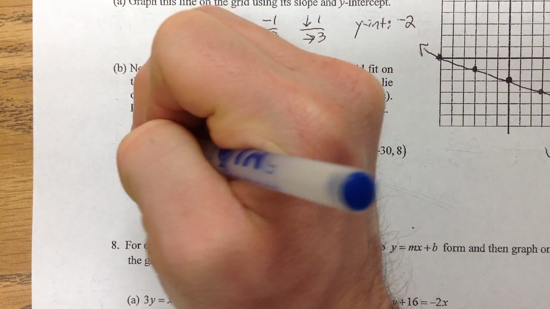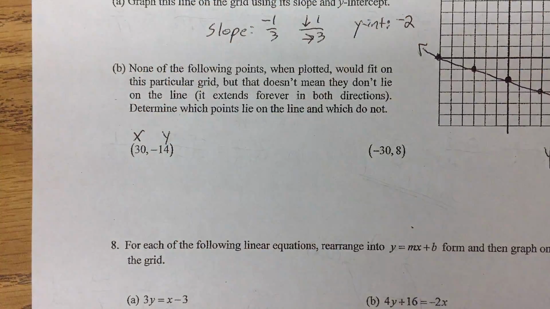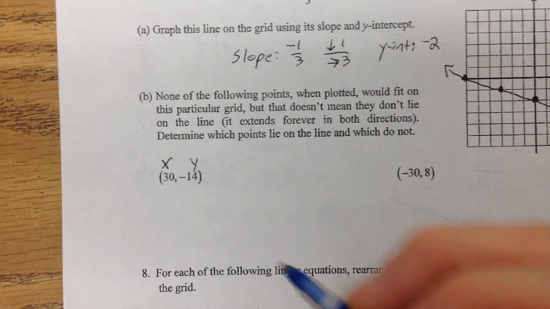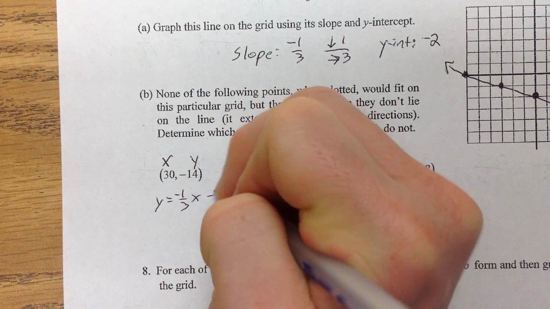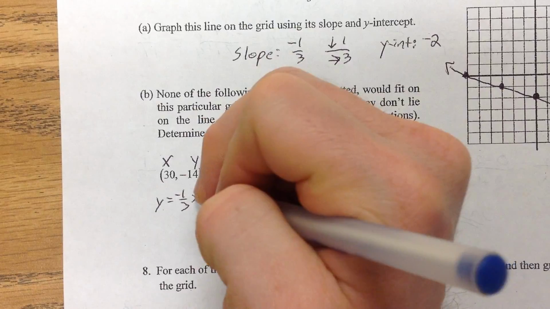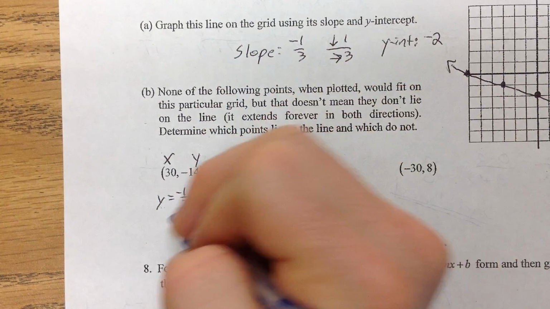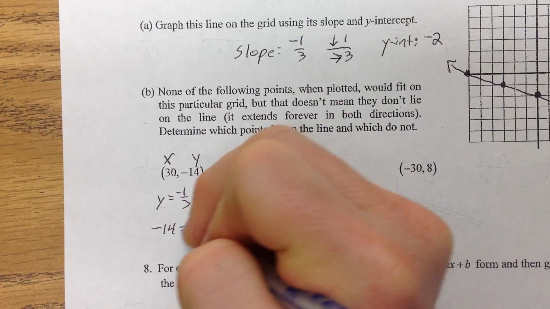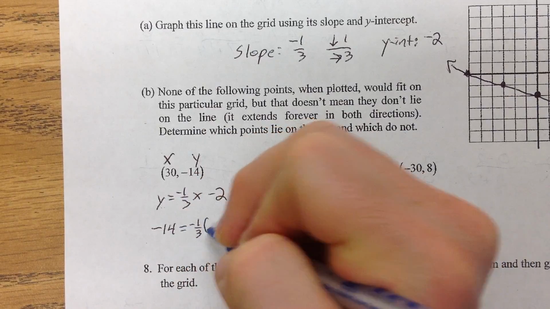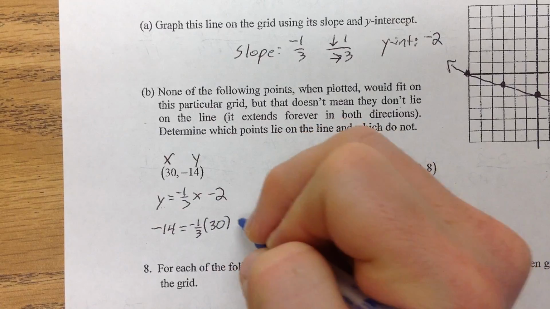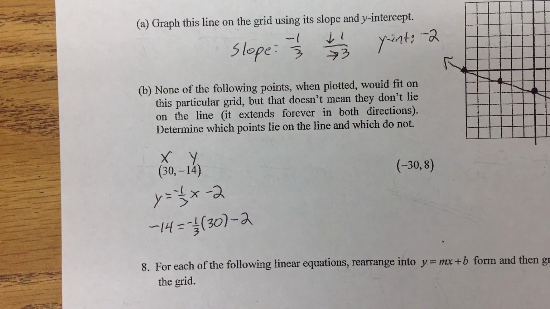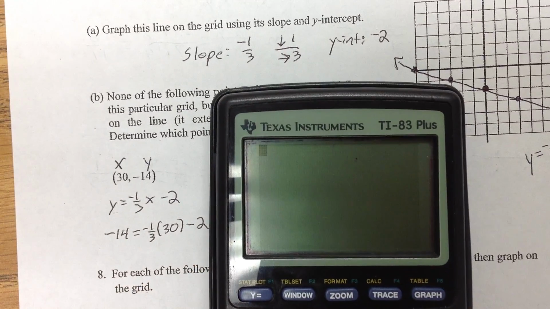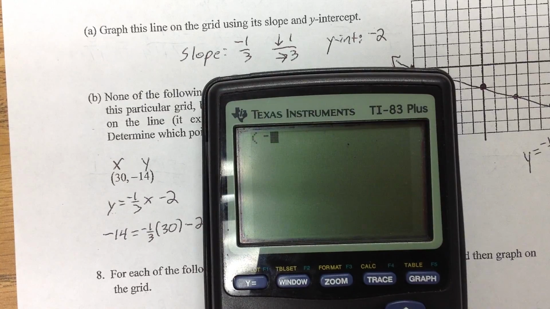All right, so there's my x, there's my y. So if I plug this in, I've got my y equals negative 1/3 x minus 2. All right, the 30 is going to go in for the x, the negative 14 is going to go in for the y. So I've got negative 14 equals negative 1/3 times 30 minus 2. All right, negative 1/3 times 30. If you're not sure what that is, just remember you can do that on your calculator. Parentheses, negative 1 divided by 3 times 30.